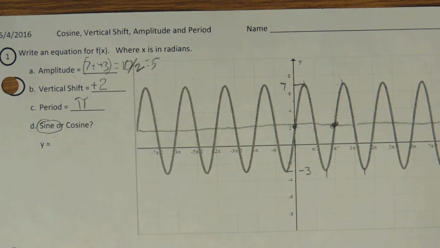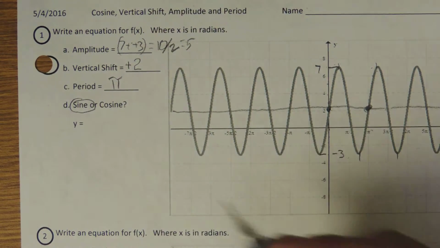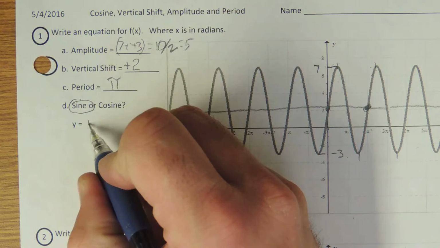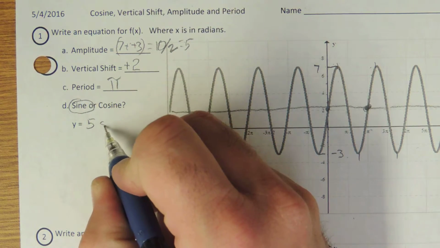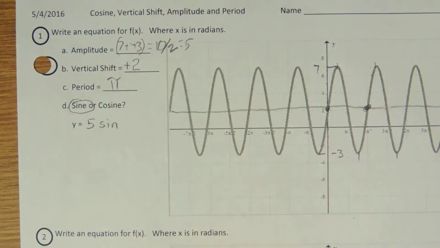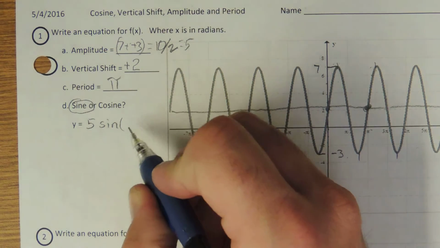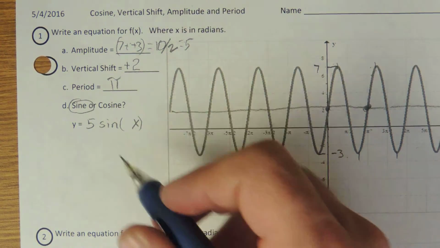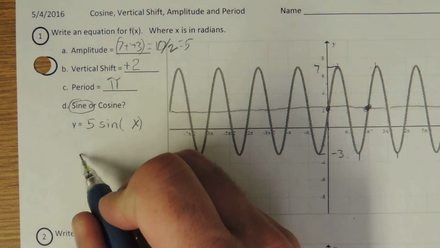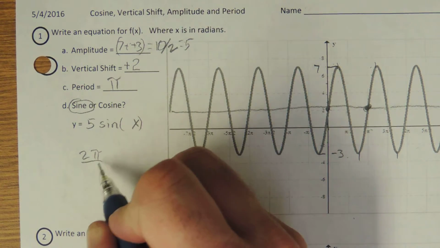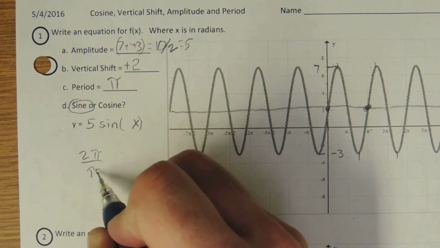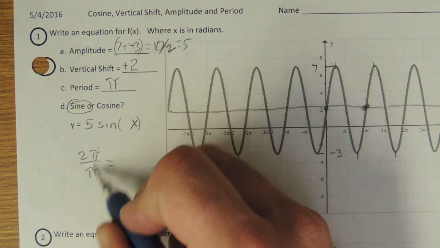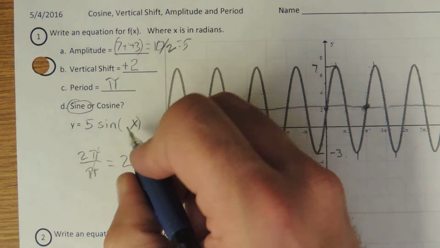So I'm using sine. And when we did our equation, we found that the number multiplied by the sine was the amplitude. So to write the equation, I'm going to write 5 times the sine. The number multiplied by the x was 2 pi divided by the period. In this case, the period is pi. Pi's cancel. I'm just left with 2.